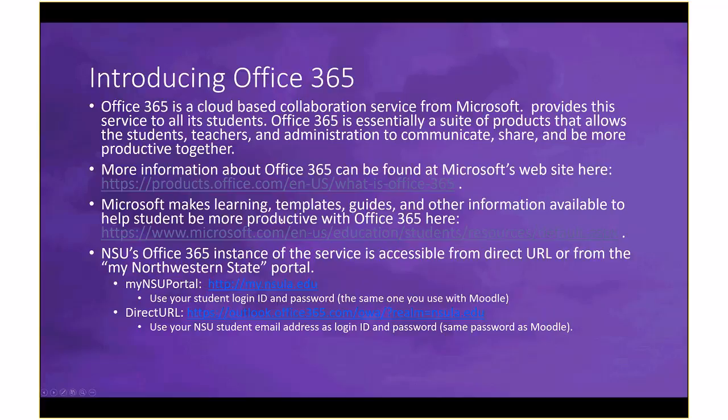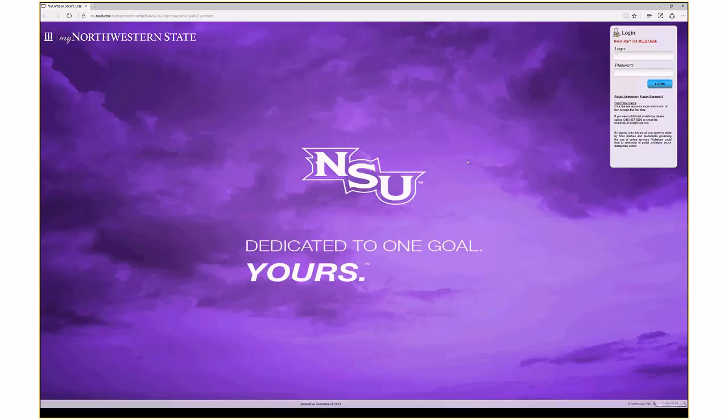Having said that, the first thing you need to do is to be able to log into Northwestern's Office 365 instance. I'm sure most of you know how to do that from logging in through the portal to get to your online email and that sort of thing, but I thought I would go through that just in case. So the first way to get to Office 365 is through the My Northwestern State portal itself. So I'm going to go ahead and log onto that portal with my user ID and password here.